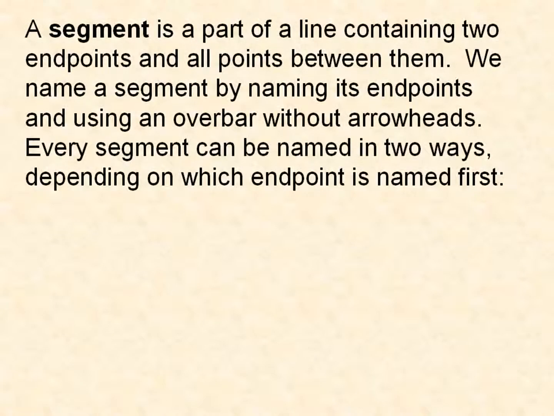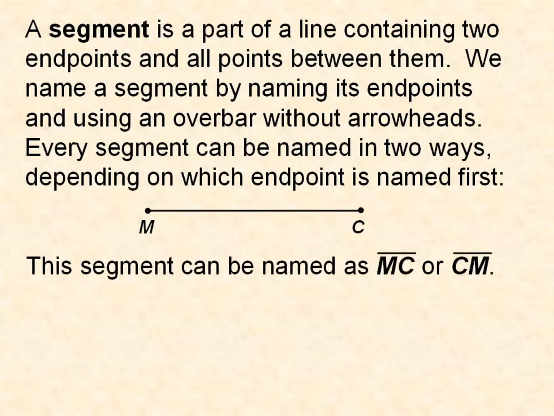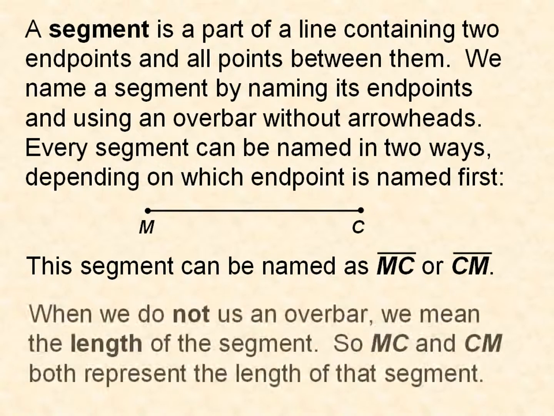A segment is a part of a line containing 2 endpoints and all points between them. We name a segment by naming its endpoints and using an overbar without arrowheads. Every segment can be named in 2 ways depending on which endpoint is named first. This segment can be named as MC bar or CM bar. When we do not use an overbar, we mean the length of the segment. So MC without the bar and CM without the bar both represent the length of that segment.